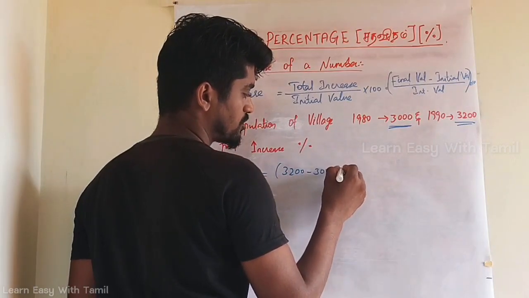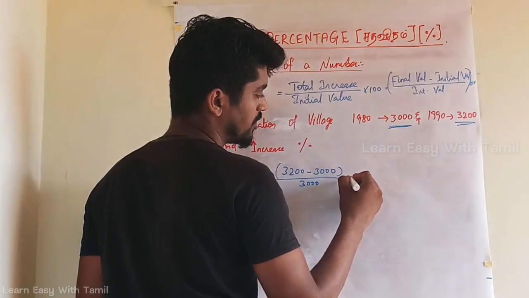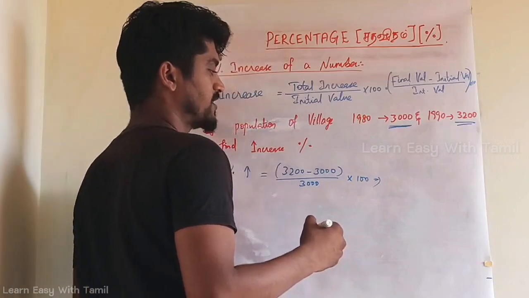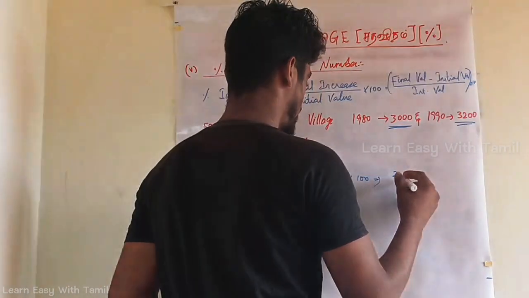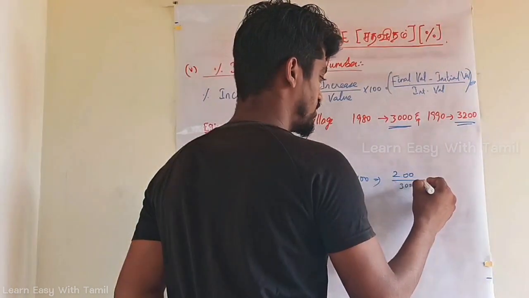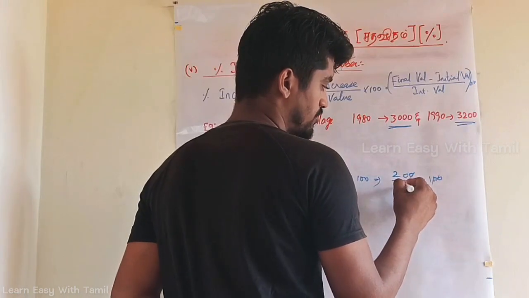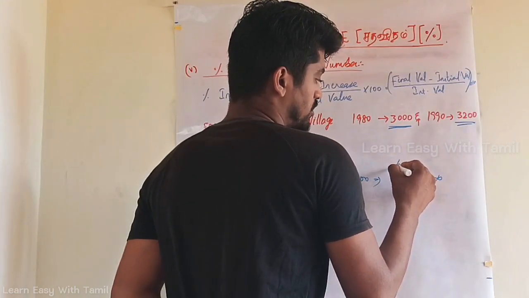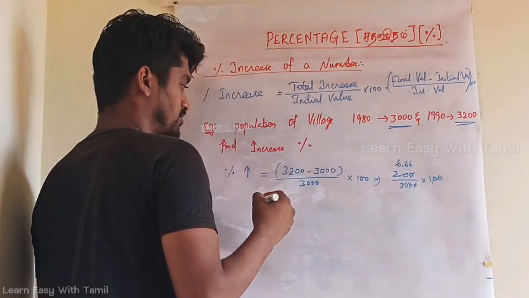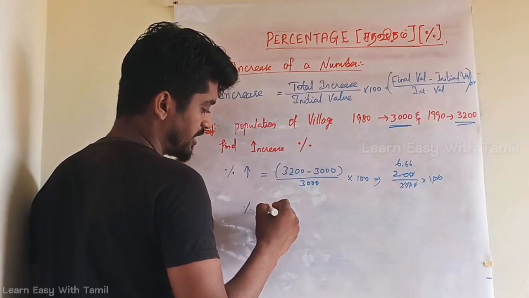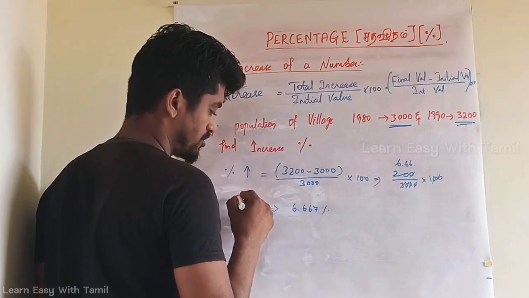3200 minus 3000, divided by the initial value. Starting it was 3000, into 100 for percentage. 3200 minus 3000 is 200, divided by 3000, into 100. So the zeros get cancelled. 6 threes are 18, into 666, something continuous. So the percentage of increase of the population value is 6.667 percentage.